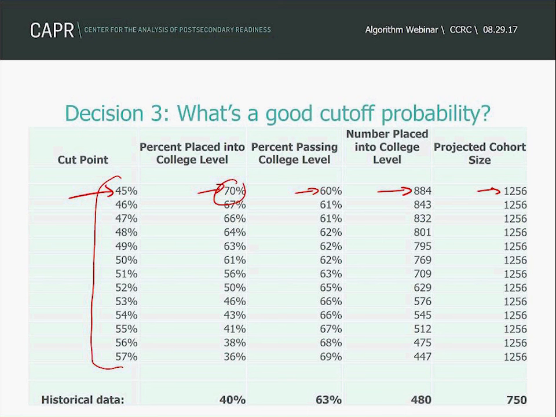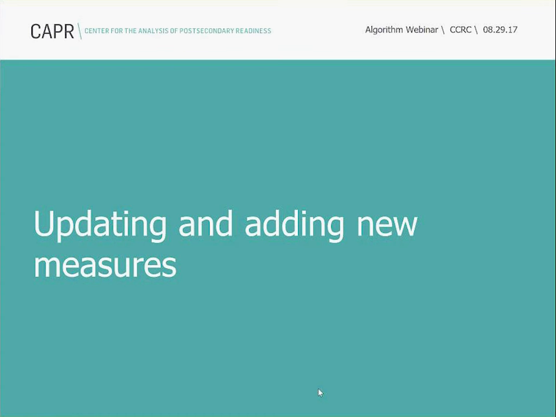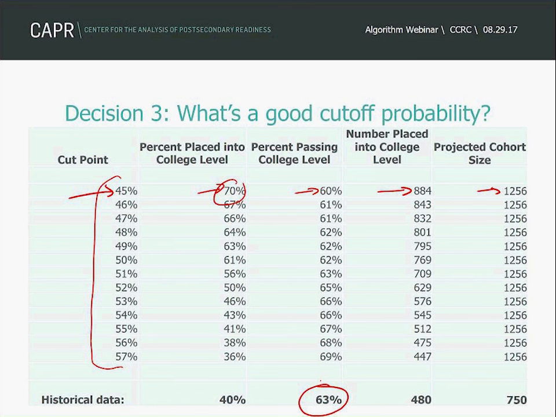And then we can give this information back to the colleges to say, hey, how do you want to choose your cut point? A lot of the colleges wanted to hold the pass rate the same. So in the historical data, they might have seen, well, our pass rate in the past was 63%. Let's make sure that that's still the same. So let's find that here, 63% pass rate, and that gives us a cut point of 51%.